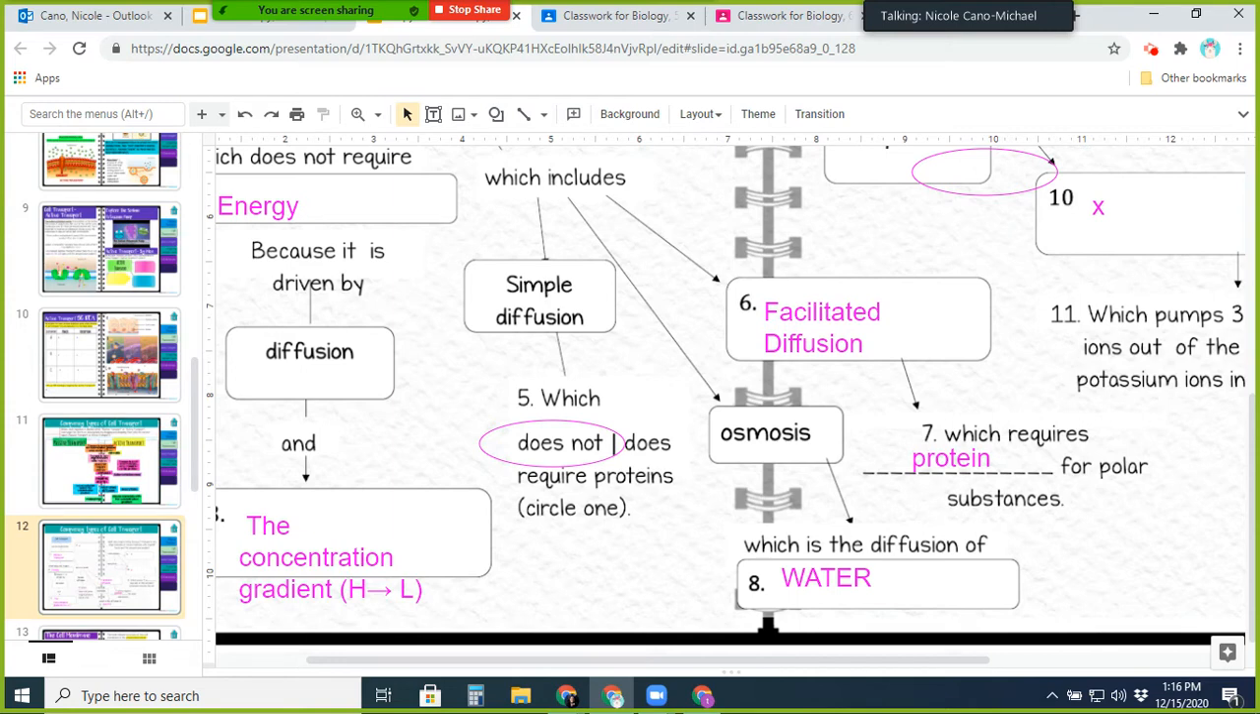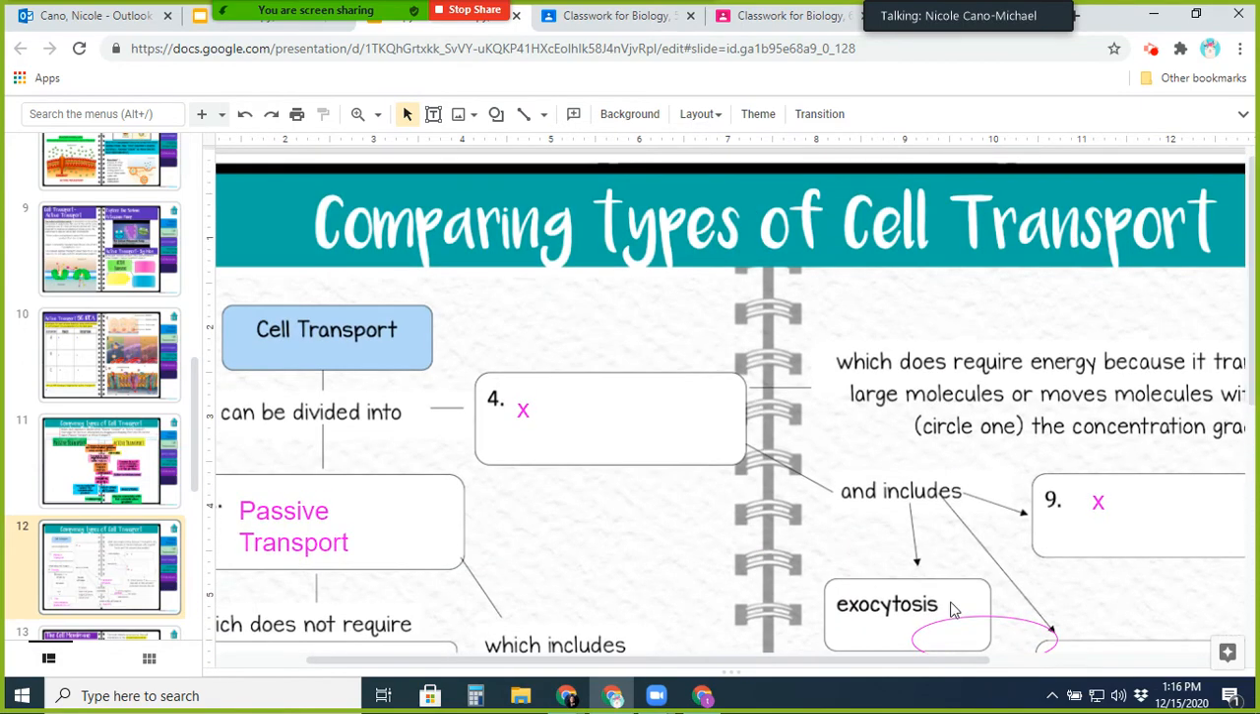So we have facilitated diffusion. You create a protein tunnel or protein channel, and those polar molecules travel through the protein. And again, it's still passive transport, so no energy is required. And finally, we have osmosis, still passive transport, which is literally just water moving across the membrane of the cell. Any questions on passive transport?